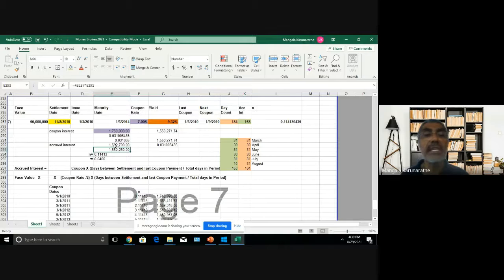Actually, this is wrong, because now you know this cannot be. Earlier the answer was 1,550,700, right? So this is 1,550,700. There cannot be such a huge difference, right? The difference is maybe about 48,000, no?